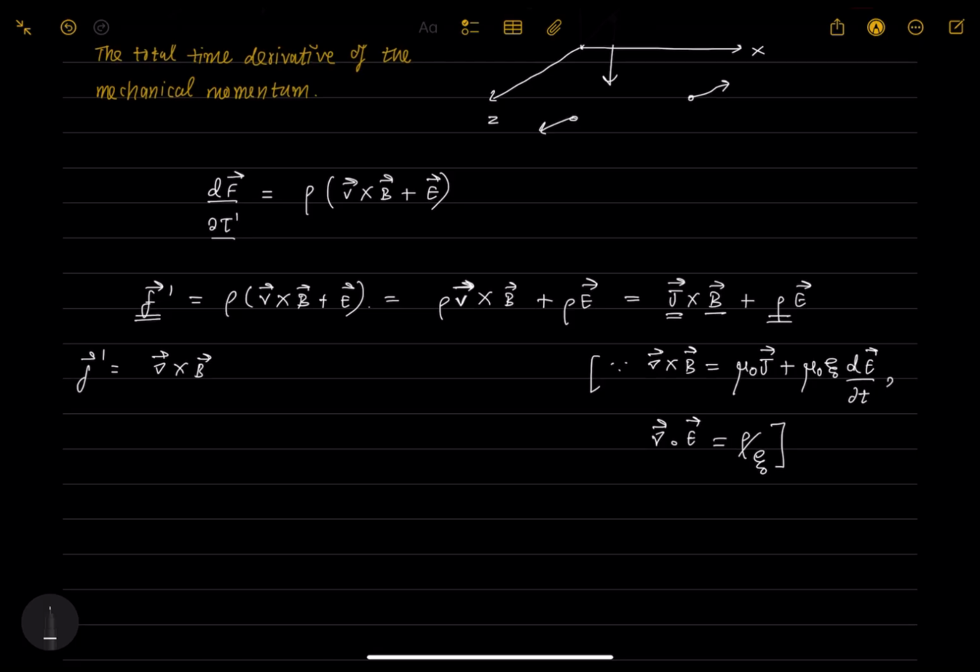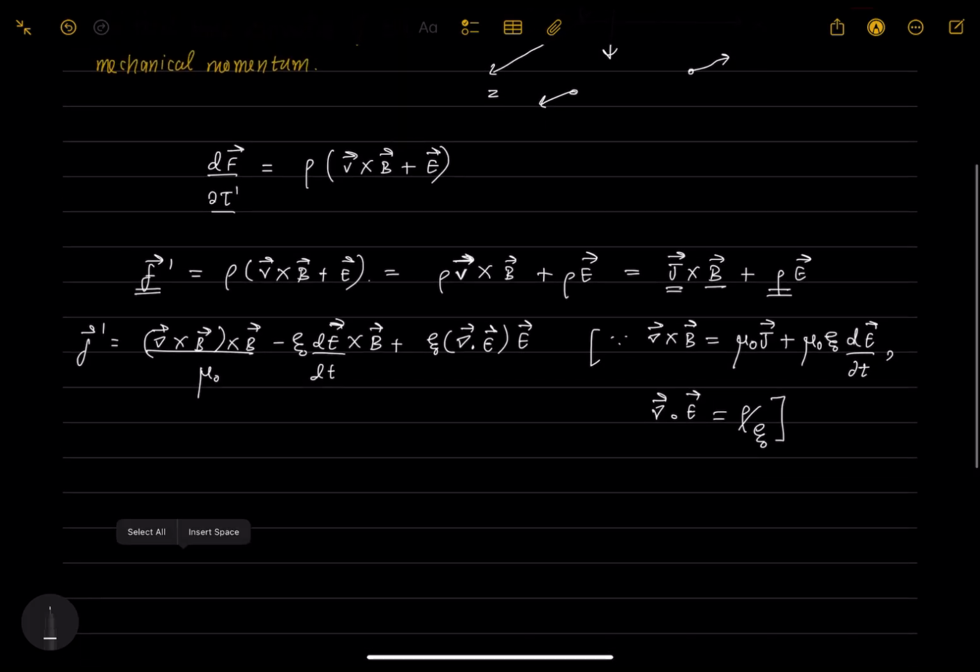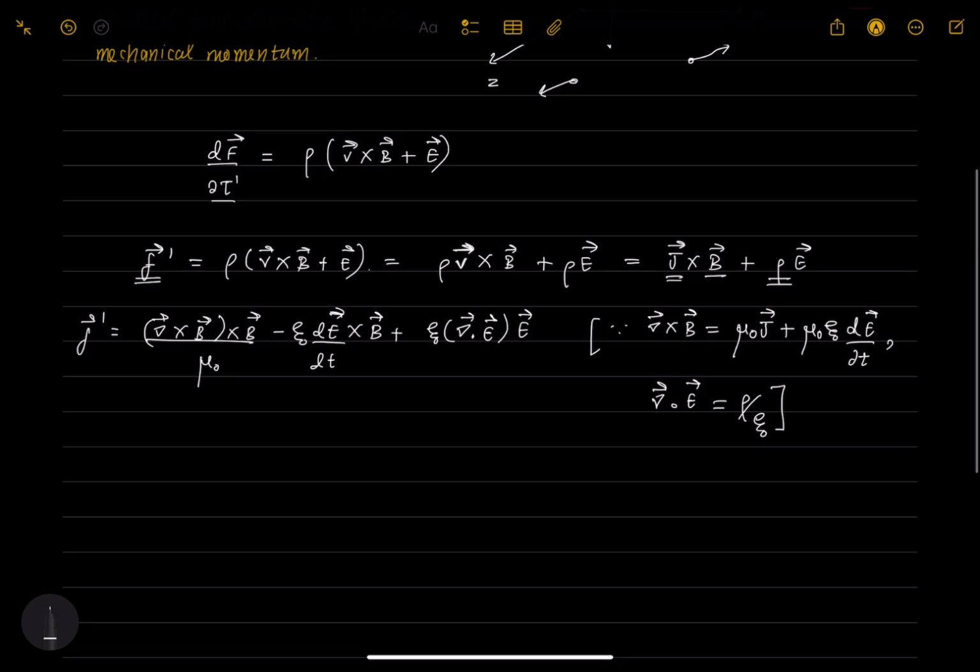So with those corrections, our equation for the local force density becomes something like the curl of B over mu naught crossed with B, minus epsilon naught times the time derivative of the electric field crossed with B, plus epsilon naught times the divergence of E field times E. And I think you follow the algebra. It's not that hard. All right. So that gives the expression for the local force density. And that's about it, actually. But this can be written in a more illuminating fashion, as we'll see.